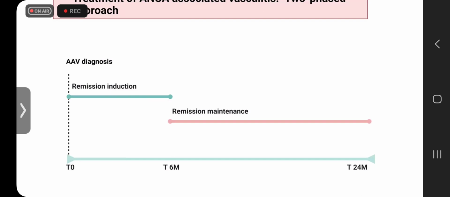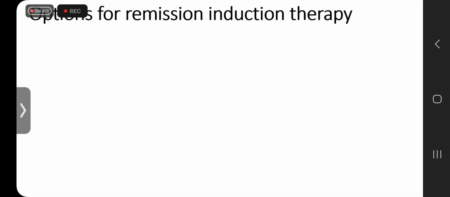Moving on to the treatment, as many of you are aware, the treatment of ANCA vasculitis is divided into 2 different phases. The first is the remission induction phase, lasting for up to 6 months, followed by the remission maintenance phase, which can last for a minimum of 24, and the maximum can be 48 or even longer months.